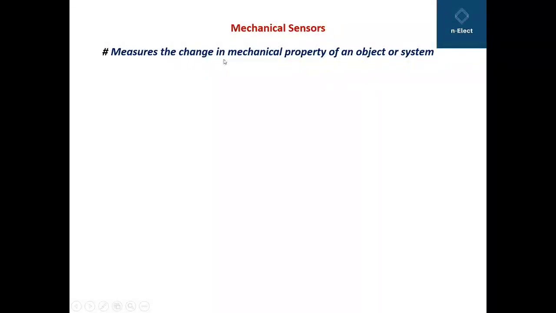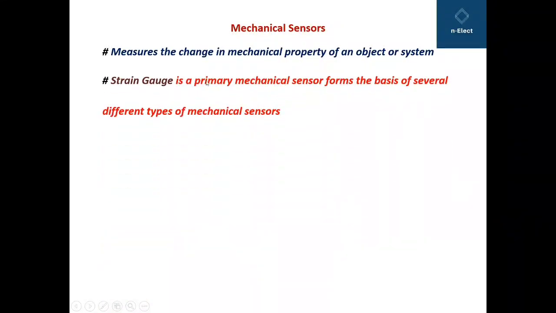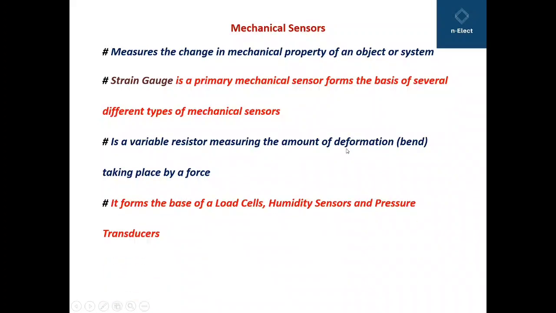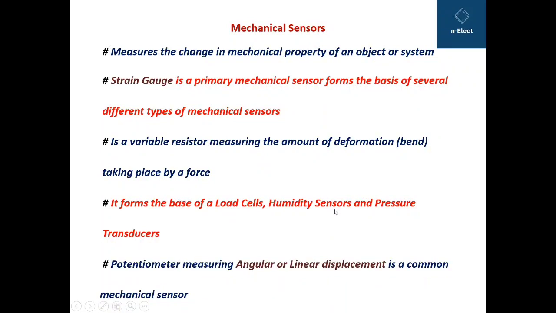They measure the change in mechanical property of an object or a system. Strain gauge is a primary mechanical sensor, forms the basis of several different types of mechanical sensors, is a variable resistor measuring the amount of deformation, that is bend, taking place due to the application of force. It forms the base of load cell, humidity sensors and pressure transducers. Potentiometer, measuring angular or linear displacement, is a common mechanical sensor.